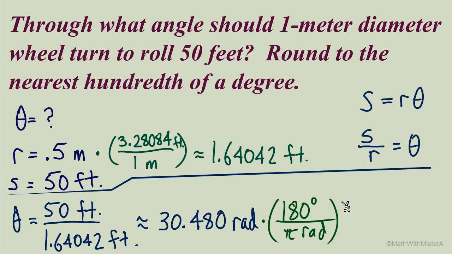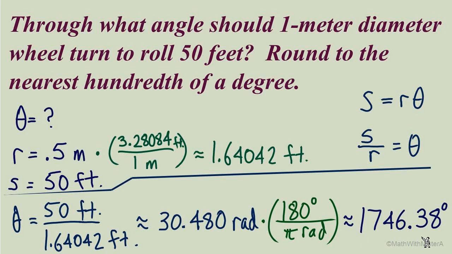This answer coming out of the formula is always automatically in radians. Since the question wants degrees, we've got to take it further. I want to cancel radians, so I've got radians in the denominator and degrees up in the numerator, so those will be the units of our answer. So I'll multiply 30.480 times 180 divided by pi. I'm right at the end, so I'll go ahead and round it to the nearest hundredth, and I get 1,746.38 degrees.